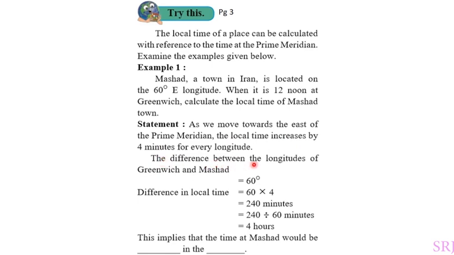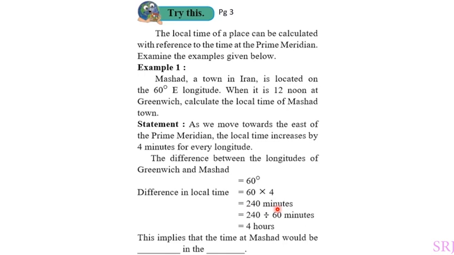Next step, the difference between the longitudes of Greenwich and Mashhad is, we all know Greenwich is 0 degree and Mashhad is located at 60 degree east. So, the difference between these two places is 60 degree. Now, difference in local time. We all know that local time increases by 4 minutes for every longitude when we move towards east. So 60 multiplied by 4. The answer we get as 240 minutes.